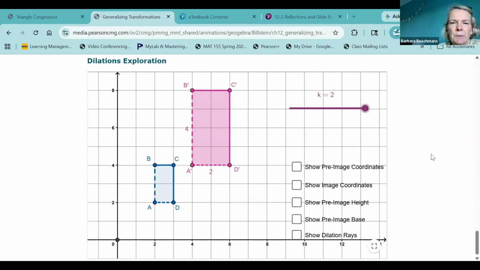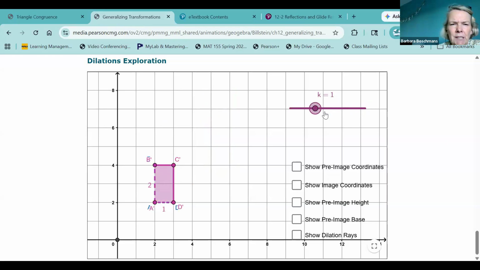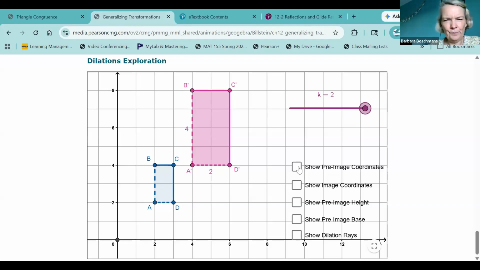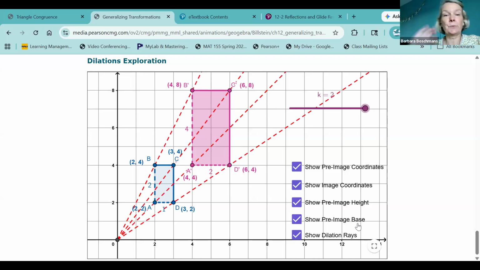For the dilation exploration, we have a rectangle this time, and we have a scale factor here. If it's 1, it's going to be the image itself. By the way, we can also make it between 0 and 1. Here's 1, here's 1.5, here's 2. In our activity, it's asking us to use k equals 2. We can show the coordinates. We can show the image coordinates. We can show even the height and the base and the area. This is what I was measuring by hand. And I will meet you back over in our notes.